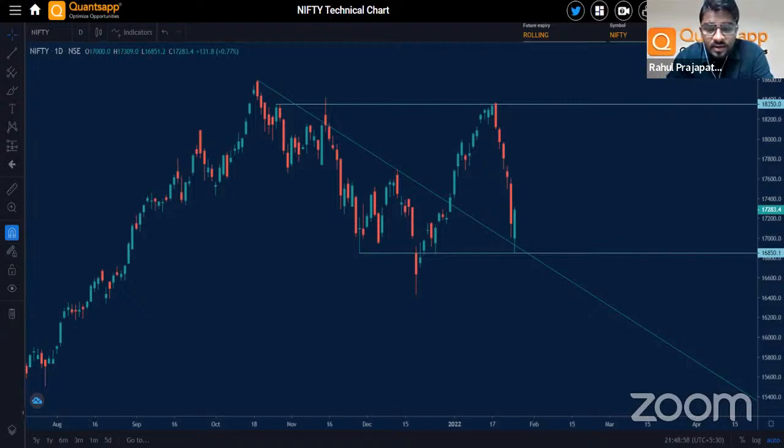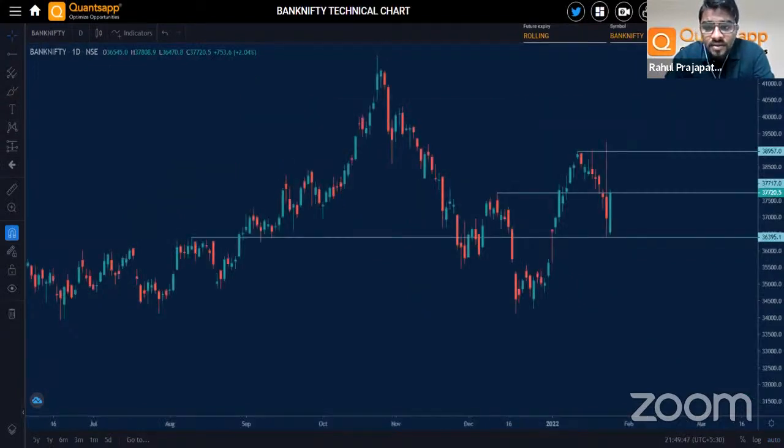So today we have the expiry also, so we need to see how the market is likely to behave today. Okay, in Bank Nifty, we have seen very huge volatility in the last two trading sessions. 36,400, the level that we discussed in the last trading session, is a good support as of now. If that breaks, then in Bank Nifty also you will see a fall.